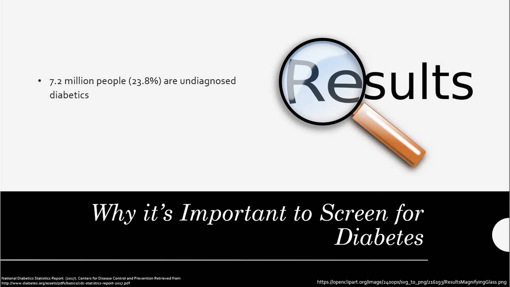There are 30.3 million people who have diabetes, which makes up 9.4% of the population in the United States. Of the 30.3 million, 23.8% or 7.2 million people with diabetes are undiagnosed. Therefore, it is important to screen for diabetes to ensure that we keep this percentage of those undiagnosed low in order to take the necessary precautions to avoid any added serious health issues.